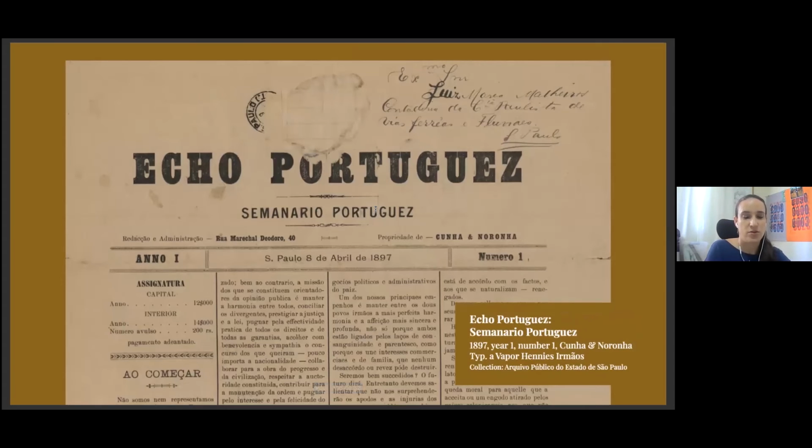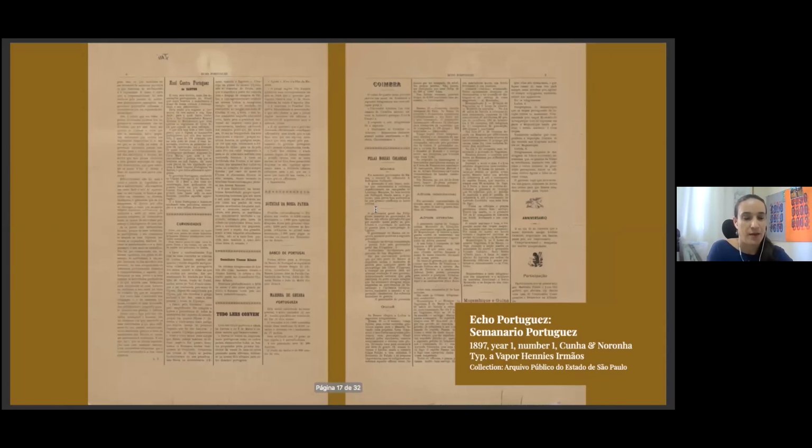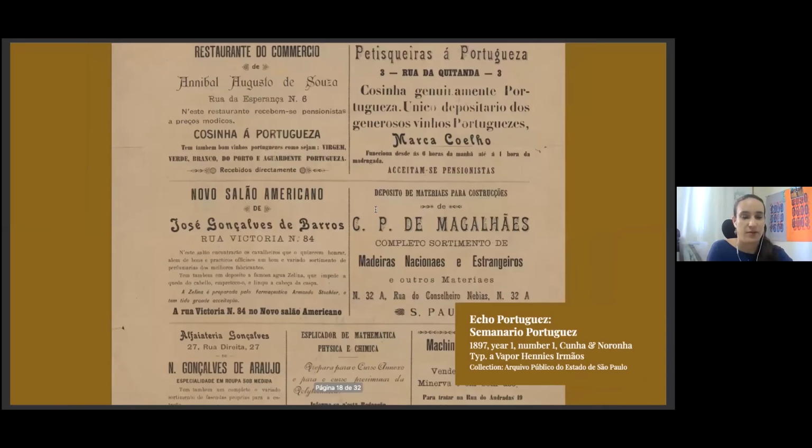The weekly newspaper Eco Português, published in 1897, was focused on the Portuguese community. Its title was set in a typeface very similar to the one adopted for Il Lavoro, but it had a more sober design, parsimoniously making use of ornaments and vignettes, and with a profusion of fantasy typeface in the advertisements page.